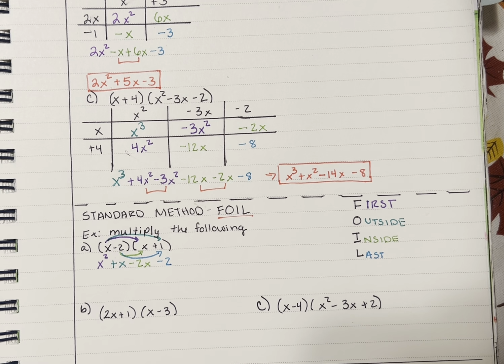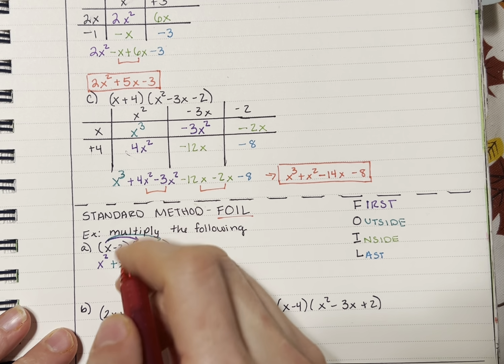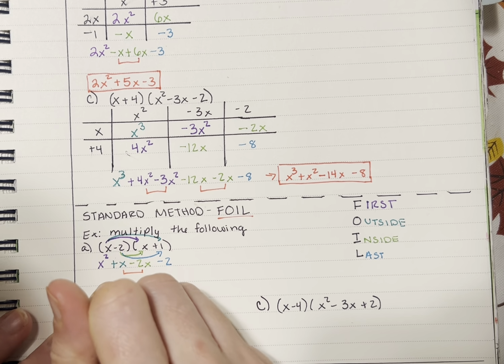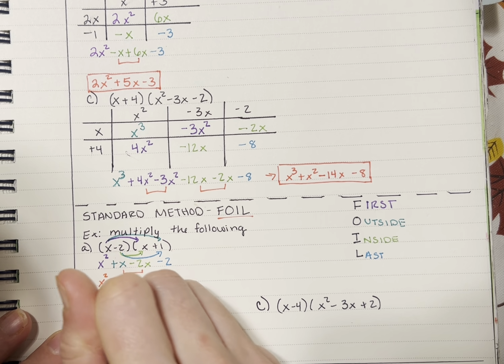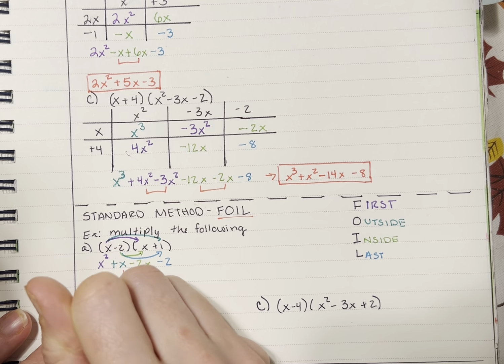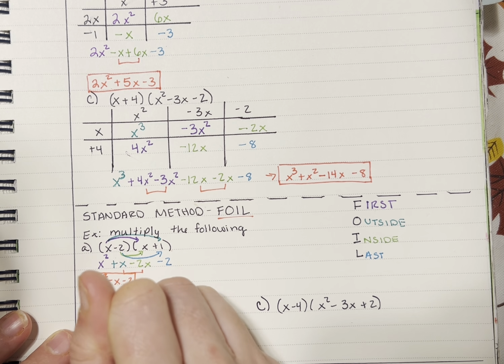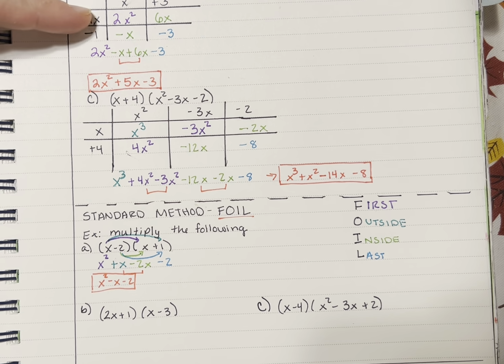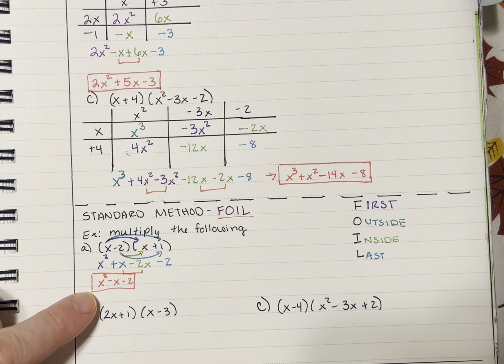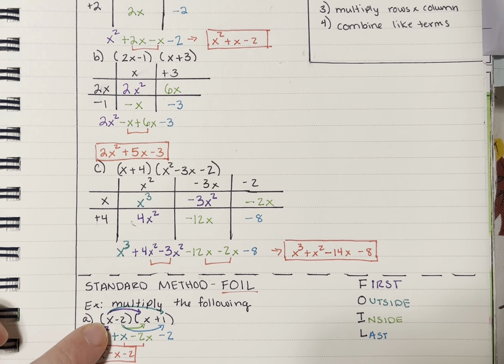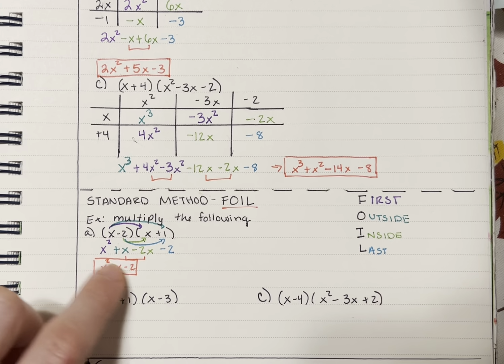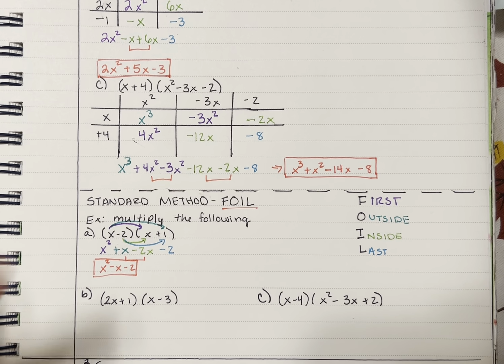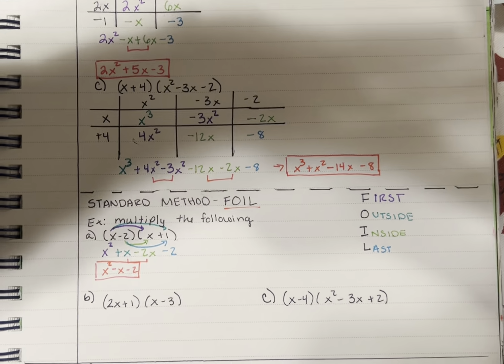Once you have it like this, again, it's just combining like terms. So x minus 2x is negative x. So our answer is going to be x squared minus x minus 2. What's nice about using this method is it does not take up nearly as much space as using the box method. Notice that, well, we had different problems, but we get to the right answer. It just takes less steps, less showing your work. Okay.